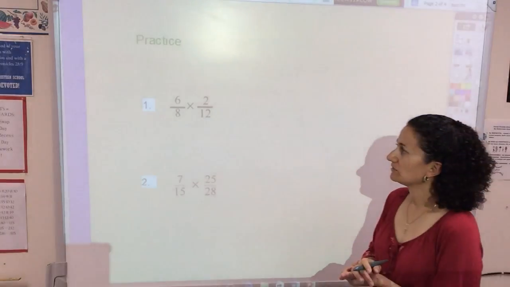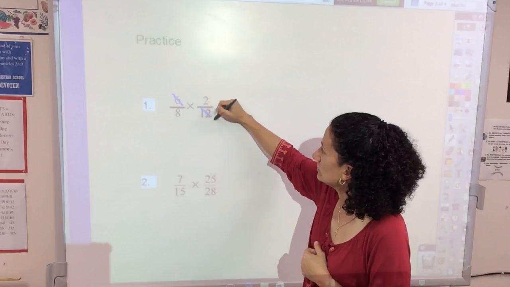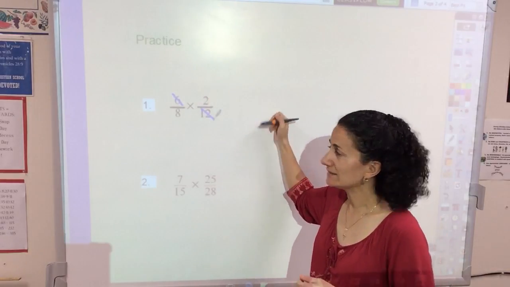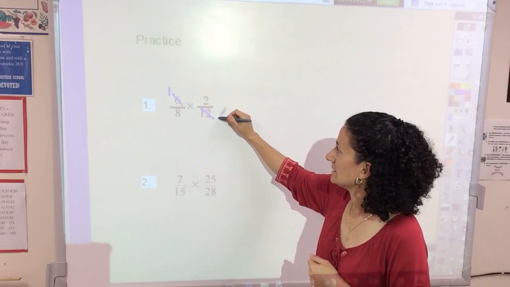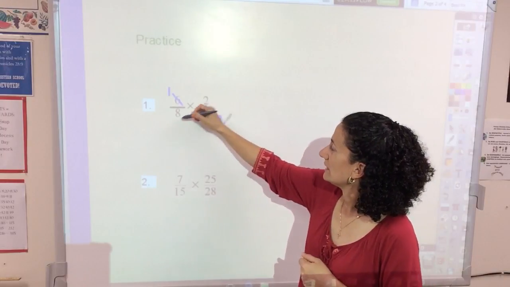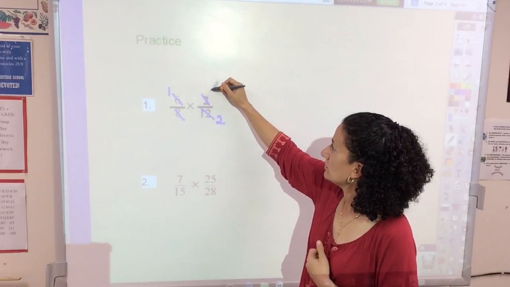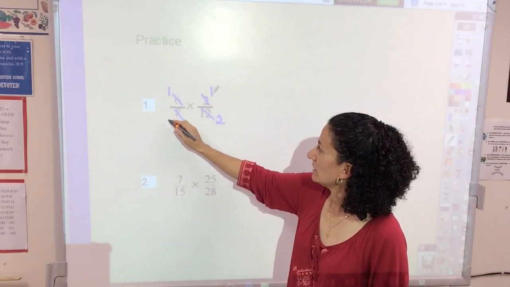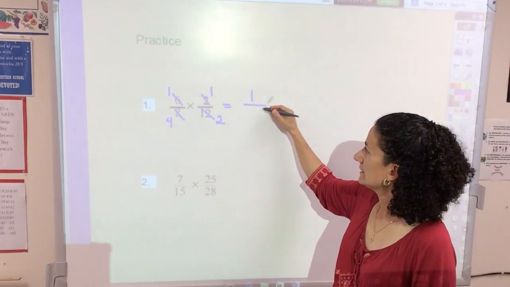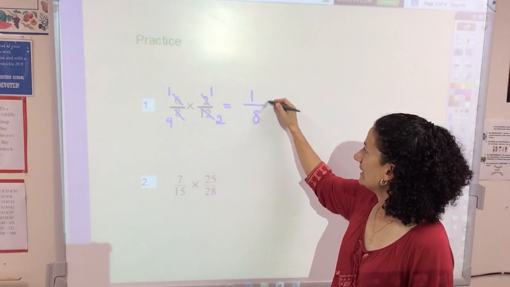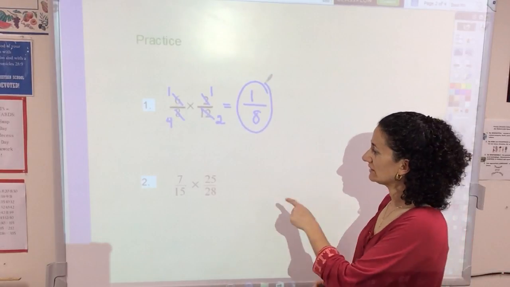All right, let's check your answers. I'm going to go kind of quickly. So 6 and 12 can be reduced. You can divide them by 6. 6 divided by 6 is 1. 12 divided by 6 is 2. 2 and 8 can be reduced as well. You can divide them by 2. 2 divided by 2 is 1. 8 divided by 2 is 4. 1 times 1 is 1. 4 times 2 is 8. How'd you do on that one? 1/8. All right, let's check this one.